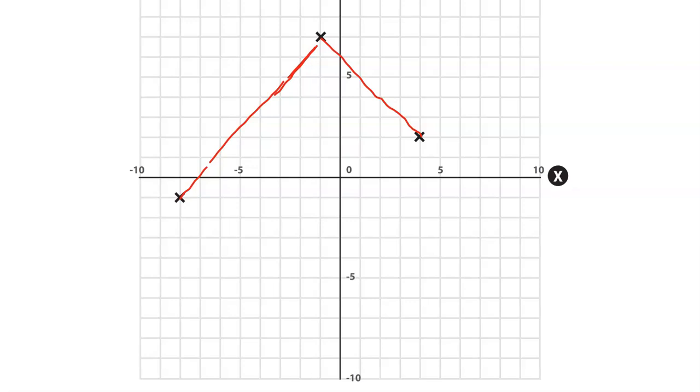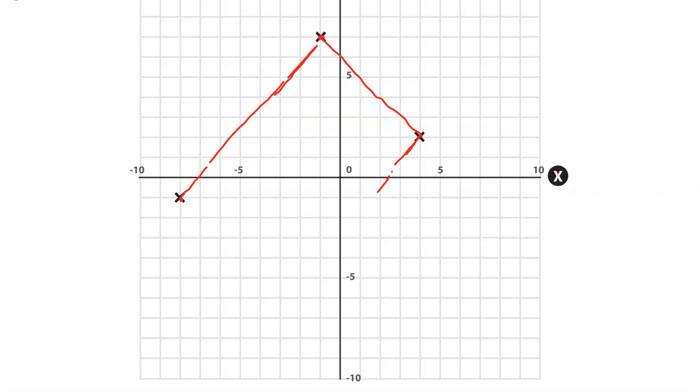So the fourth point is going to go down like this, the line to make the point. So let's see, from this point, how did we get to this?